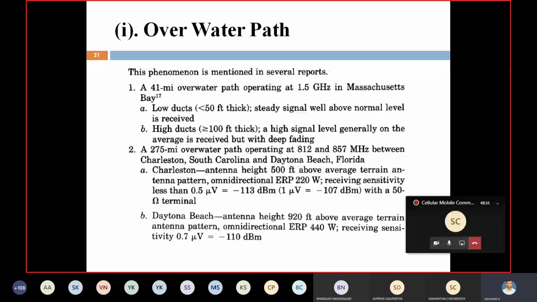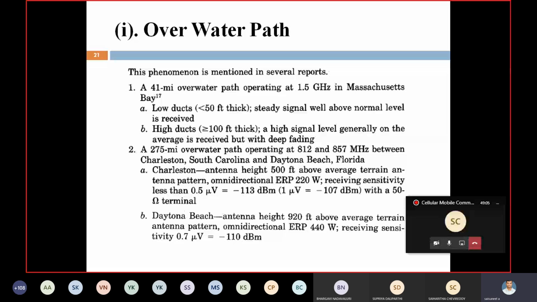The first example for over water path. Here the frequency used at the base station is 1.5 GHz. The distance between the base station and the mobile station is 41 miles. In between these two there is a river, or rather a body of water, exactly in the Massachusetts Bay. The name of the ocean is Massachusetts Bay. Right, here in this, the frequency is 1.5 GHz.